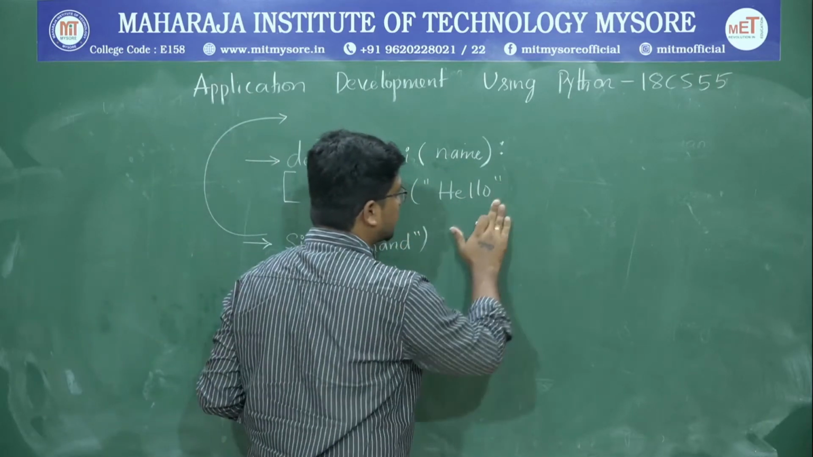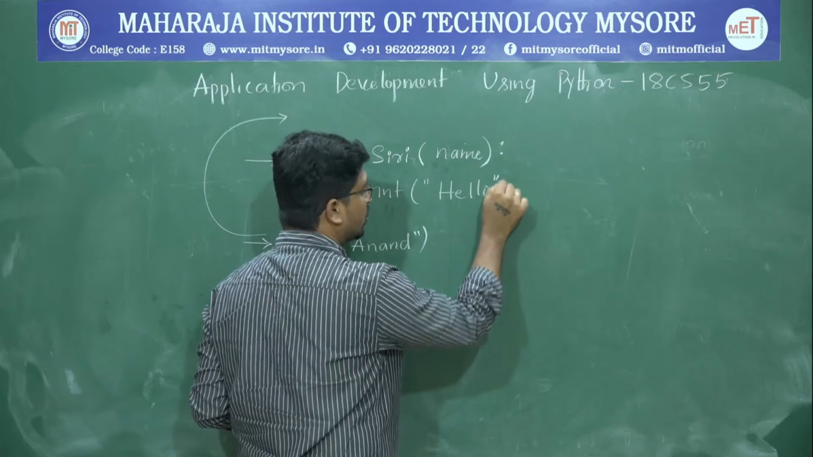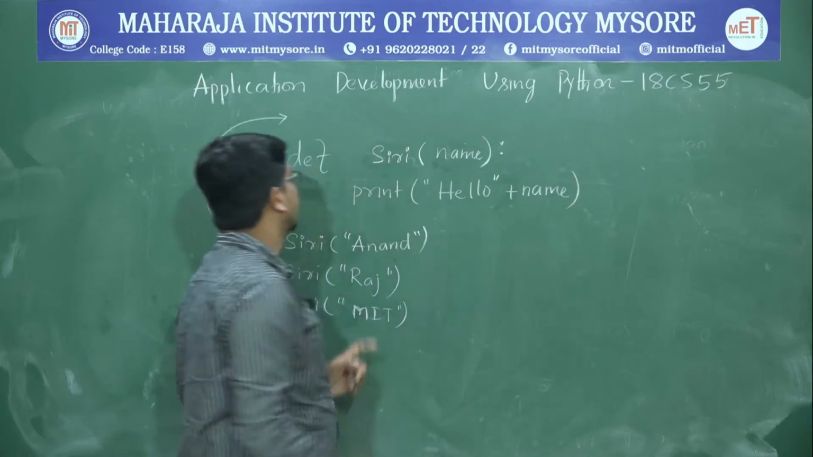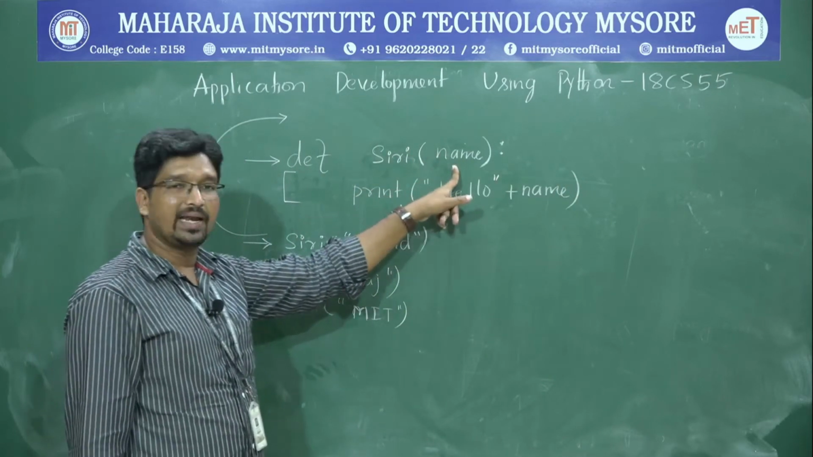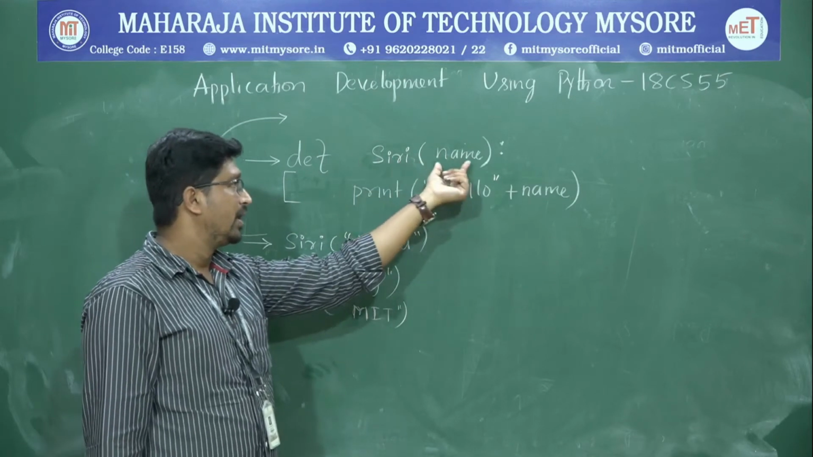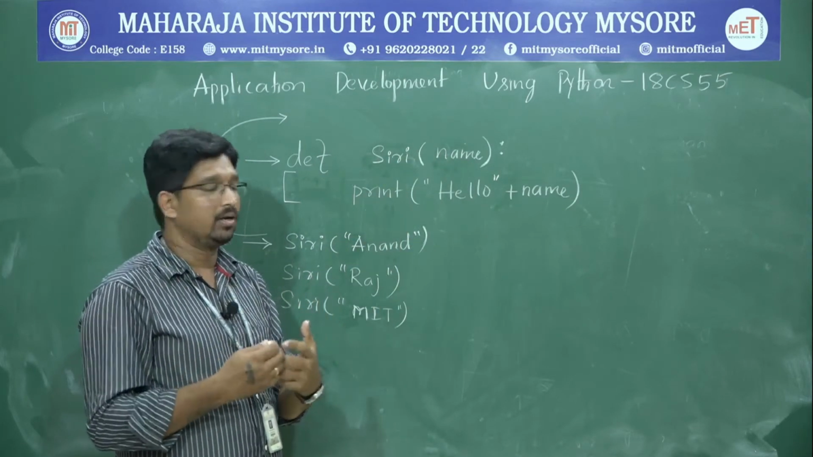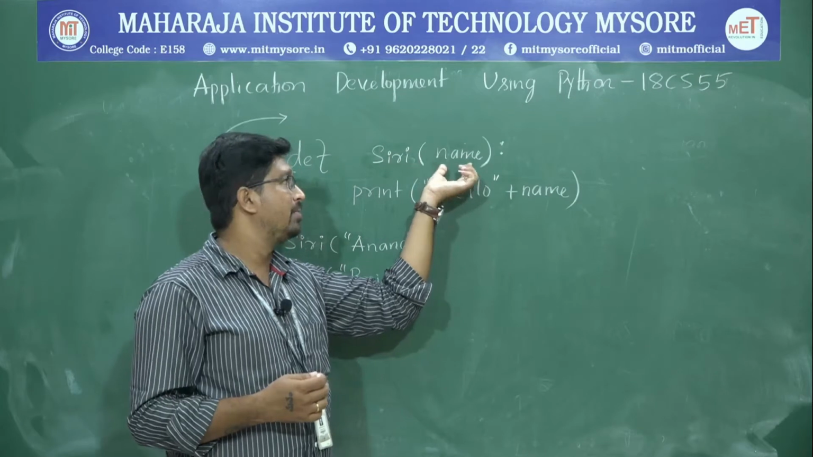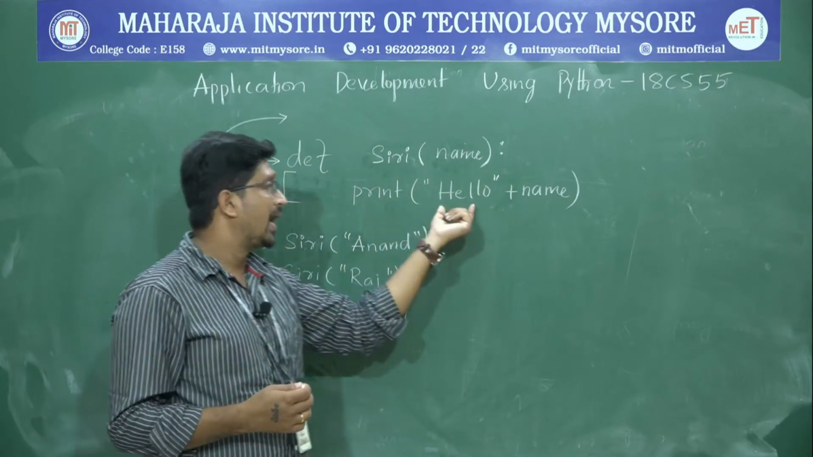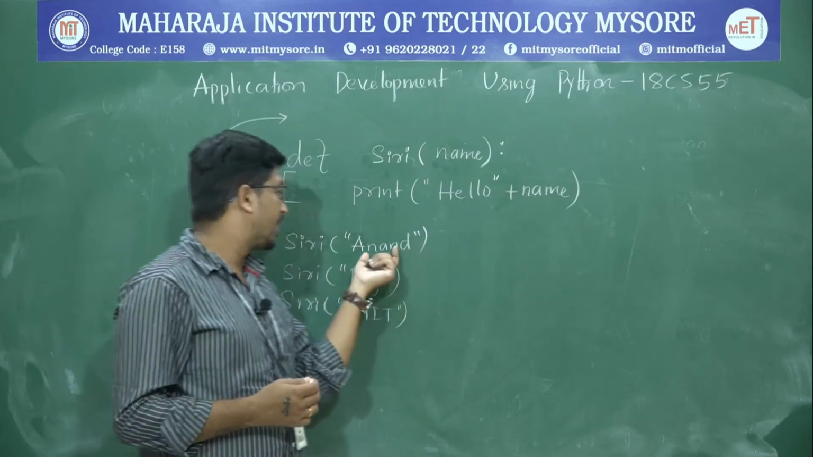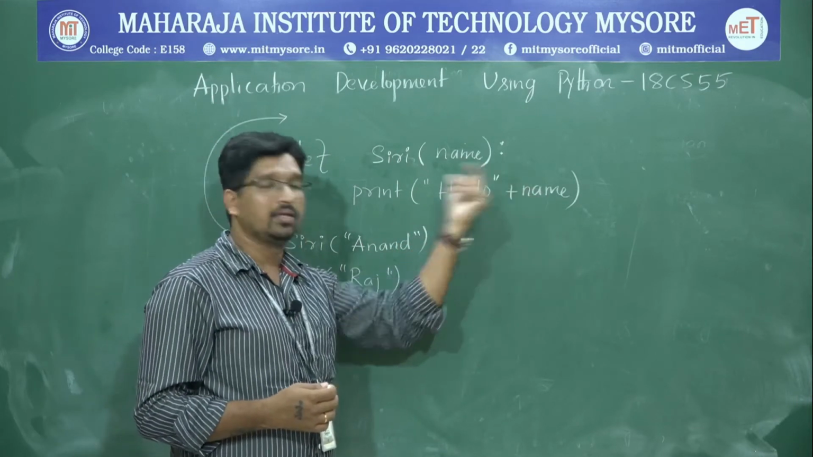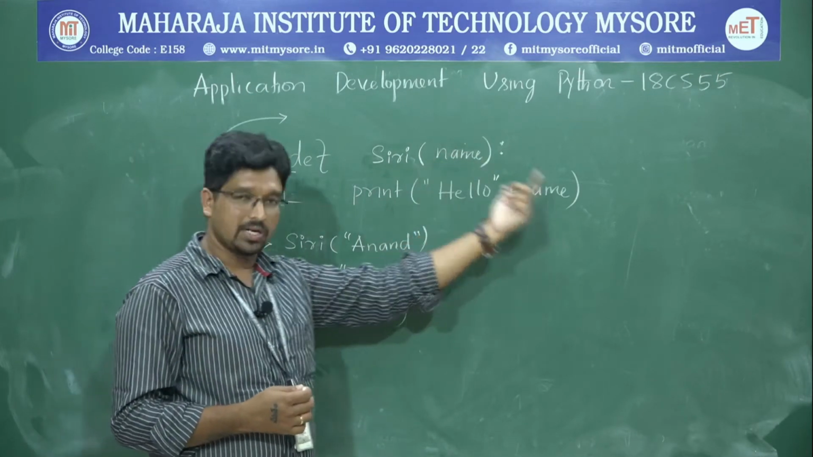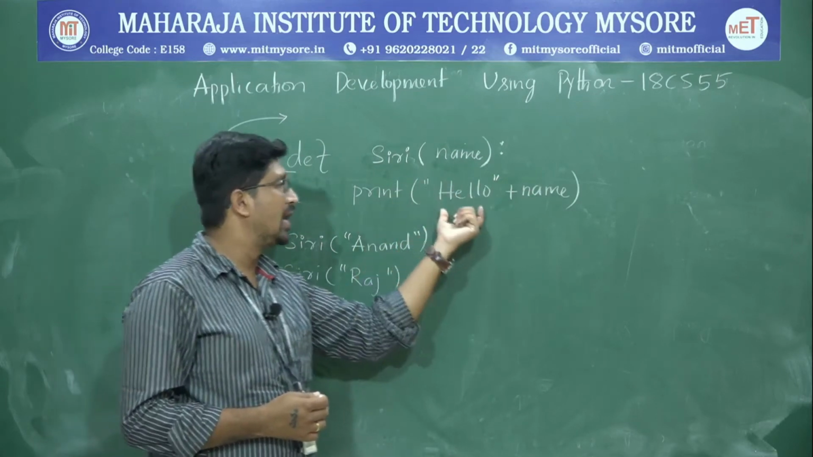So now I want to print, along with the hello message, I want to print name. So what I will do, I will concat. def Siri, and name is a variable, this is a function name, what data to be accepted. The data during the call will get accepted through this particular parameter. So next I am printing print hello name. So now whenever I pass Anand, it becomes hello Anand. Whenever I pass Raj, it becomes hello Raj. Whenever I pass MIT, it becomes hello MIT.